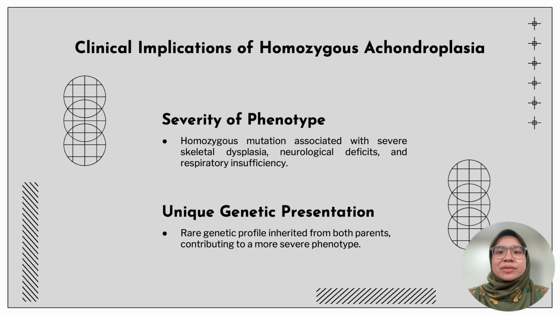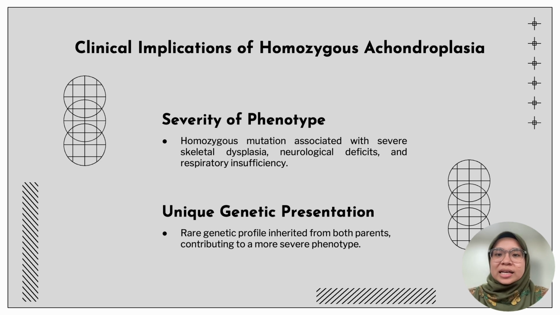Given the rarity and severity of homozygous achondroplasia, genetic testing was crucial for confirming the diagnosis and ruling out other potential conditions. The identification of the homozygous C113HG2A mutation in the FGFR3 gene provided a definitive diagnosis, enabling a focused and effective management plan. This case is particularly relevant due to its unique genetic presentation.